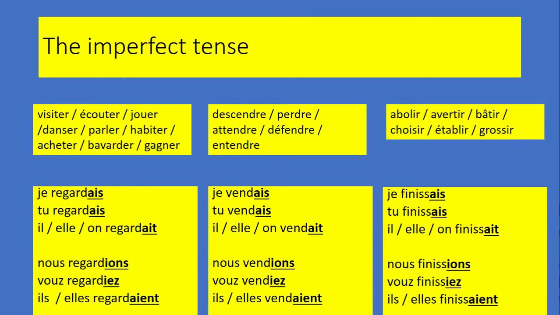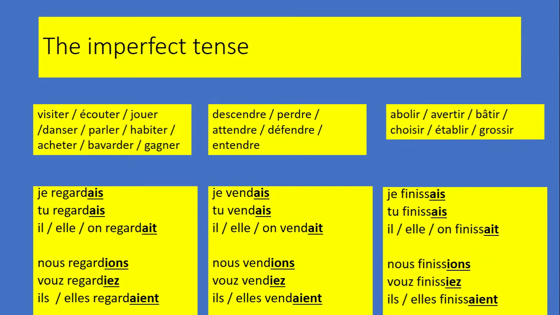So here we have the imperfect tense in action. Je regardais, tu regardais, il regardait. Nous regardions, vous regardiez, ils regardaient. So a lot of them sound exactly the same. The first, second, third singular, as well as the third plural, all sound exactly the same.